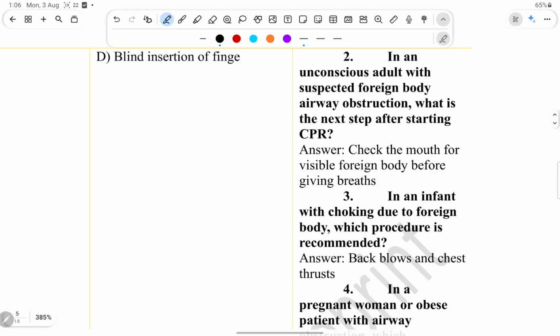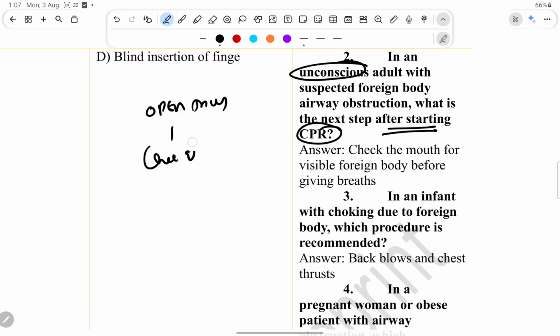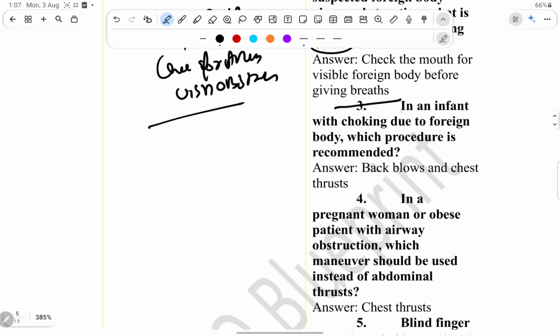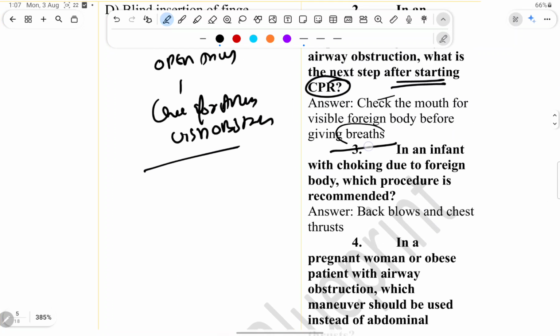In an unconscious adult suspected of foreign body obstruction, what is the next step after starting CPR? Essentially, an unconscious adult gets CPR. We check the mouth: we open the mouth and check for any visible obstruction, and give breaths. If no obstruction is present, we give breaths.